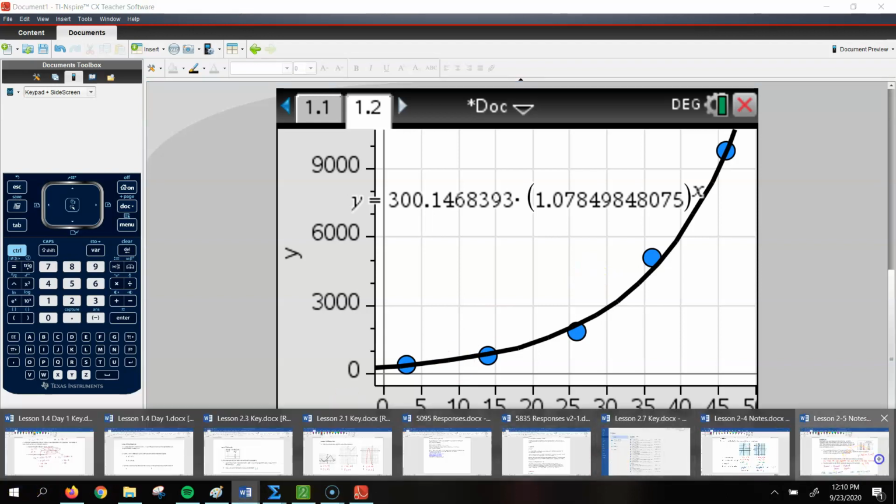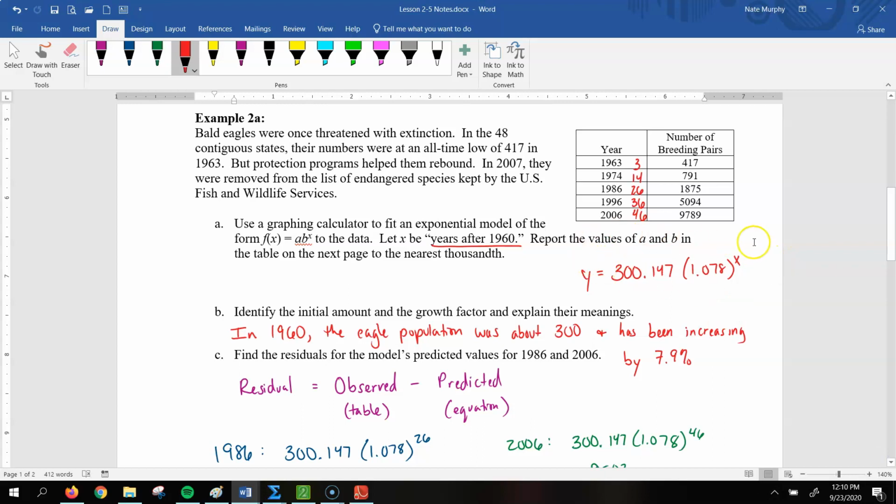All right, so let's go back to our notes. So we can put that in here. So that would be your equation. Now it says in part B, identify the initial amount, the growth factor, and explain their meanings. And so for this, even though we know we're not going to have a decimal amount of eagles, we can estimate that to say that there was approximately 300 breeding pairs of eagles, or we can say the eagle population was about 300 breeding pairs, and it's been increasing by 7.8%. Now you might be saying, well, wait a minute, where do you get 7.8?